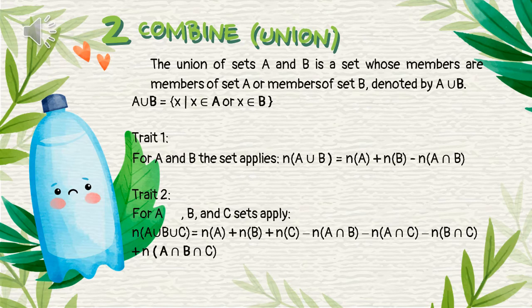Trait 2. For sets A, B, and C, n(A ∪ B ∪ C) is n(A) + n(B) + n(C) minus n(A ∩ B) minus n(A ∩ C) minus n(B ∩ C) plus n(A ∩ B ∩ C).